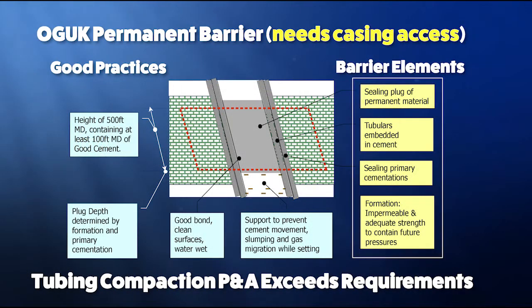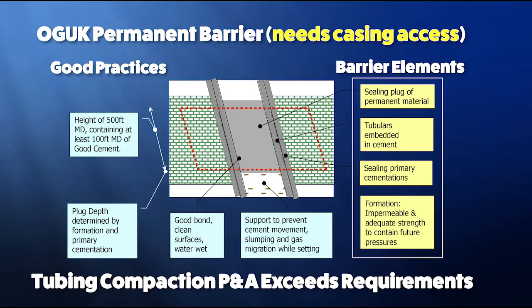The most important aspect of keeping risks as low as reasonably practicable is to follow the Oil and Gas UK Permanent Barrier Guidelines, which specify the sealing plug is a permanent material. Tubulars are embedded in cement. As shown in the previous graphic, the primary cementations are still sealing, with the primary cementation and plugs adjacent to impermeable formations with adequate strength to contain future pressures.